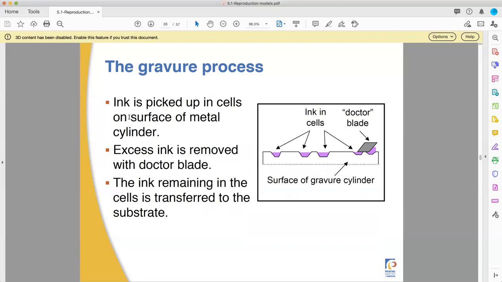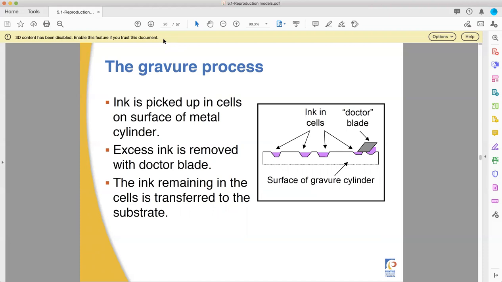So the ink stays down in the cells, and there's a doctor blade. Doctor blades exist on other systems as well, but the doctor blade scrapes the surface so that nothing is left on the non-image areas, only down in the little tiny cells that hold the ink. And then the ink gets transferred to the substrate through pressure, just like everything else. But this has a much higher quality image.